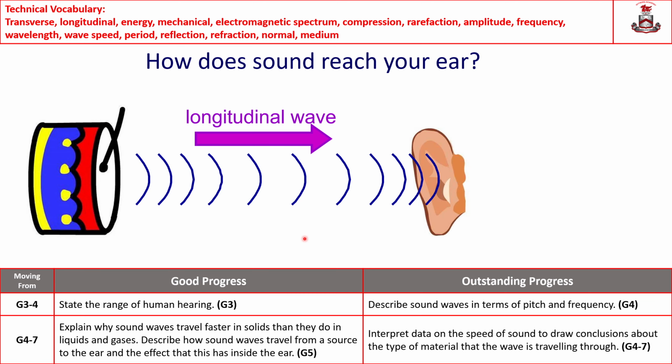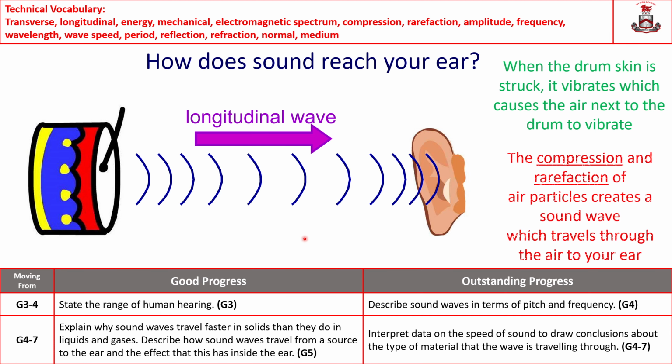So first of all, how does sound reach your ear? Well, we know that sound is a longitudinal wave and that you need vibrations, and you need air particles. So when you strike the drum, the drum skin vibrates. That pushes the air out the way, essentially. So the vibration of the drum will cause the air to vibrate. Now the compressions and rarefactions of the particles create a sound wave.